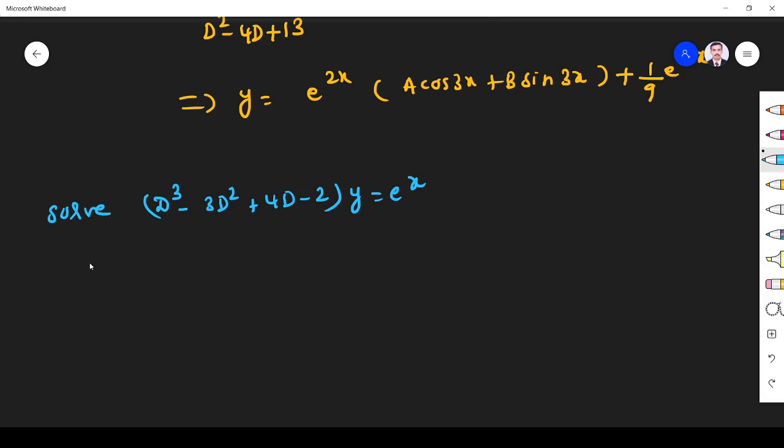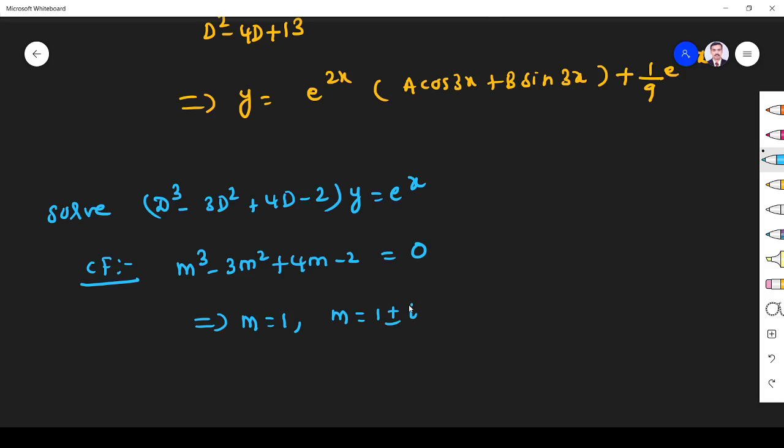So first we have to find the complementary function. In order to find it, replace D by m: m cube minus 3m squared plus 4m minus 2, and replace f of x by 0, so this becomes 0. When you solve this, what are the roots you will get? m is equal to 1 or m is equal to plus or minus i.